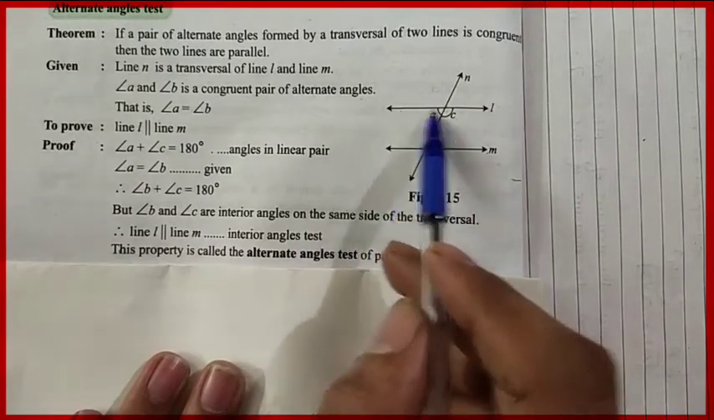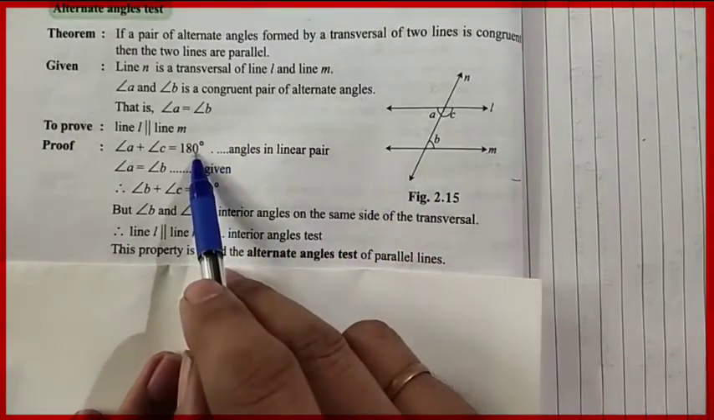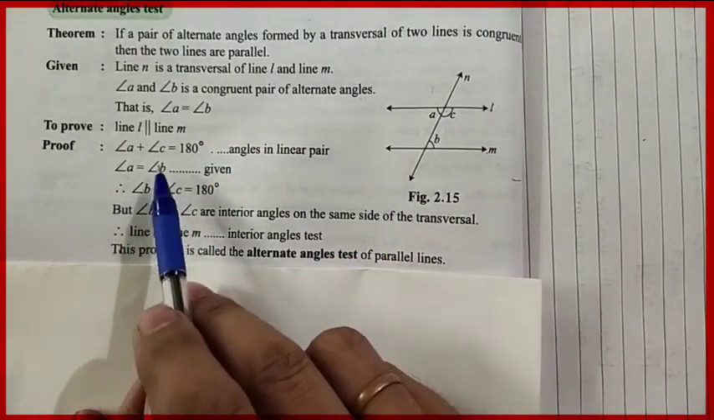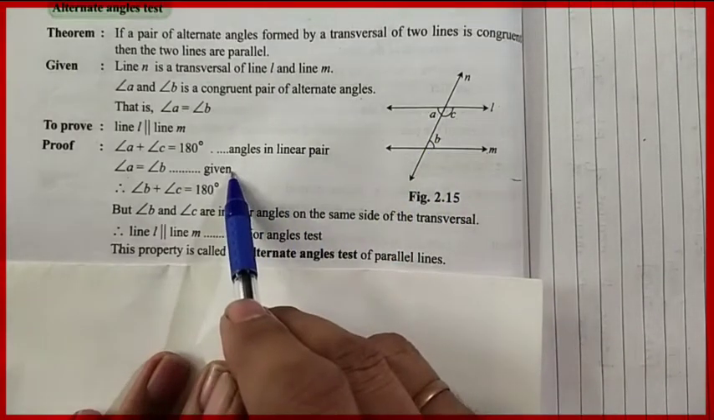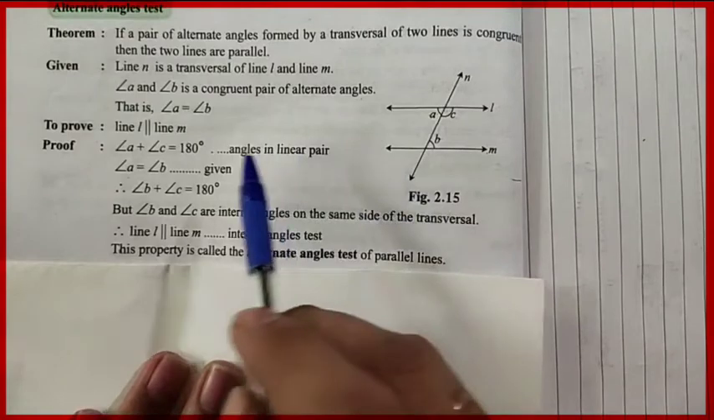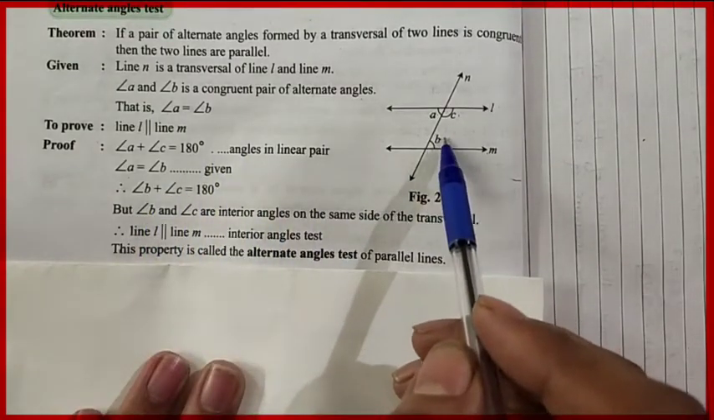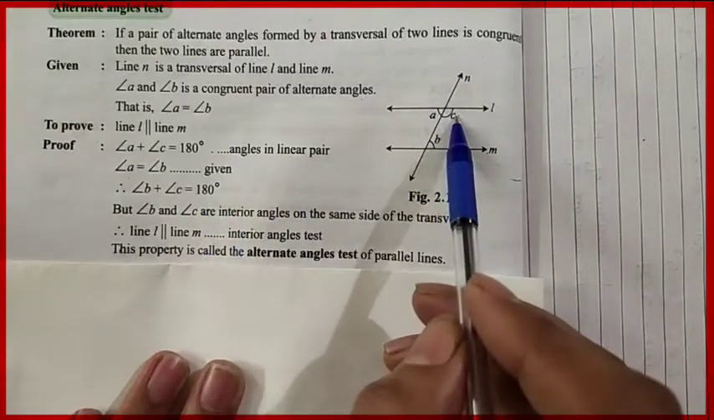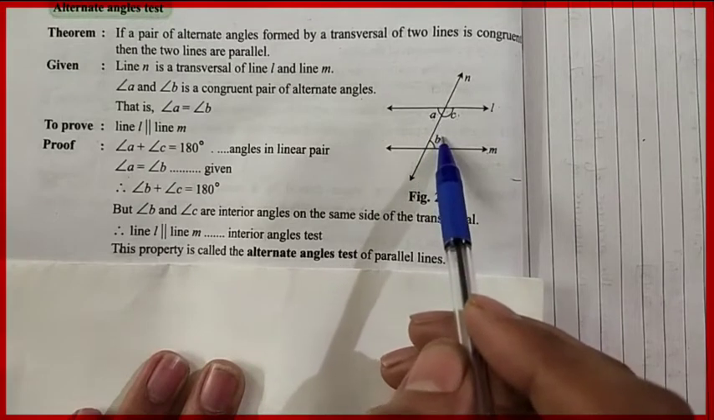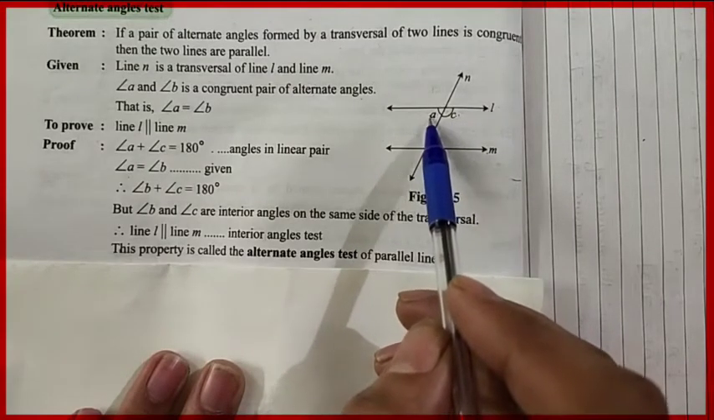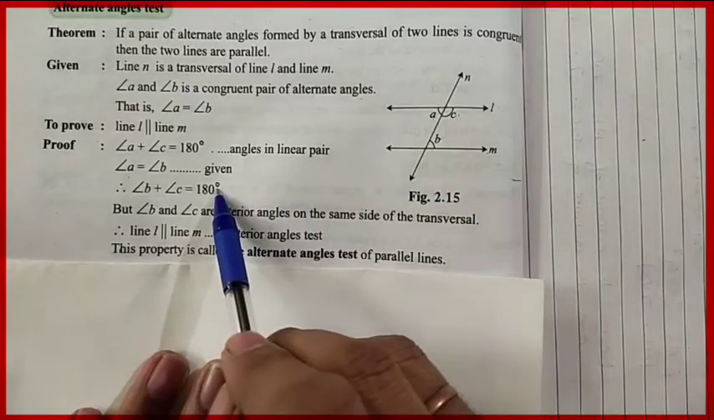Linear pair means the pair of angles formed on a line, their sum will be 180 degrees. Then angle A equals angle B, it is given by the alternate angle test. So angle B plus angle C also equals 180 degrees, because the sum of A and C is 180 degrees, and since A equals B, in place of A we write B. So B plus C equals 180 degrees.